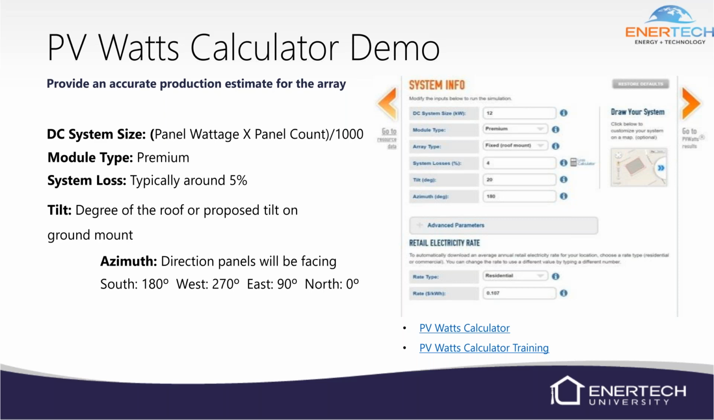Then your azimuth as well. So you're looking at 180 degrees south, and then you can be east or west, but you cannot be north. North is just a complete waste of money. So anyway, that's basically how you design a system, and it'll spit out how many kilowatt hours you need.